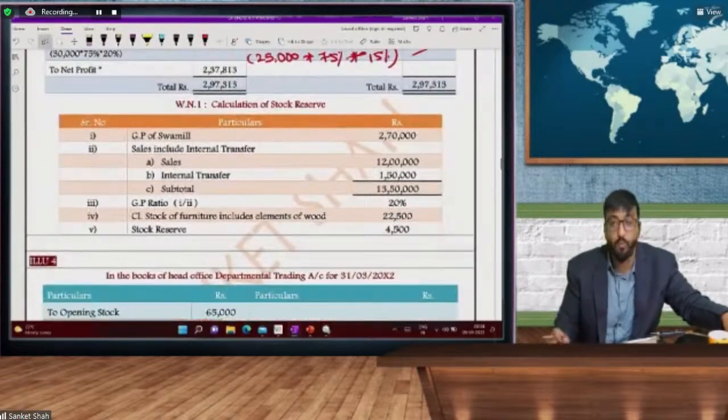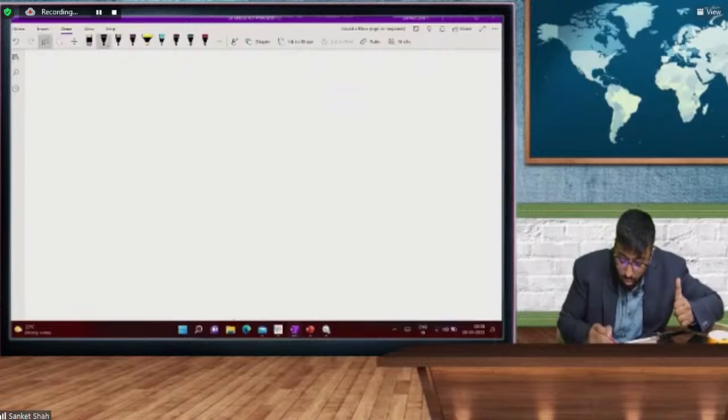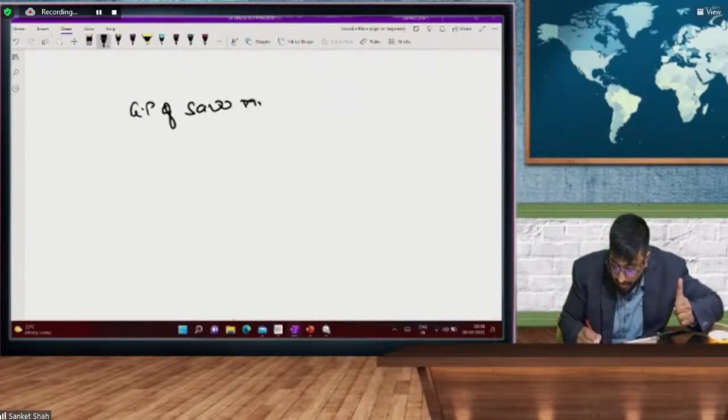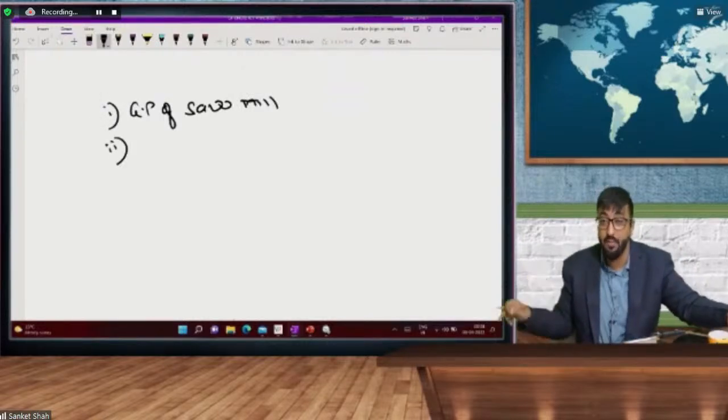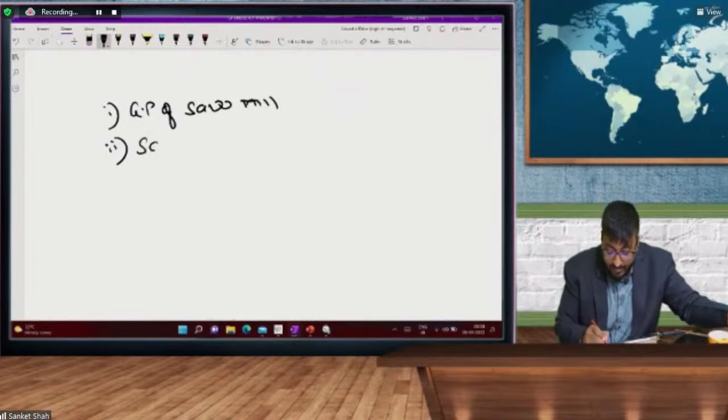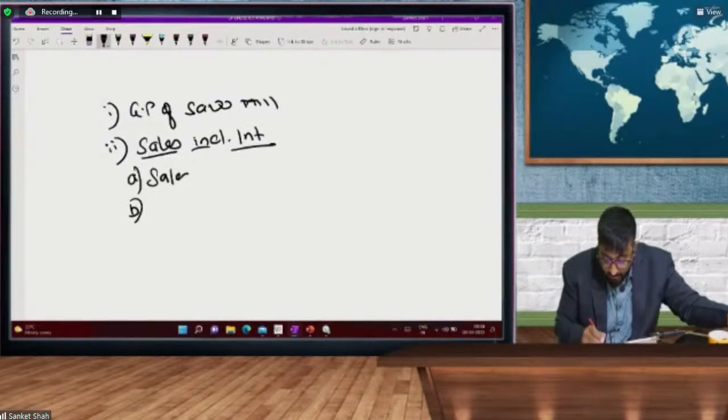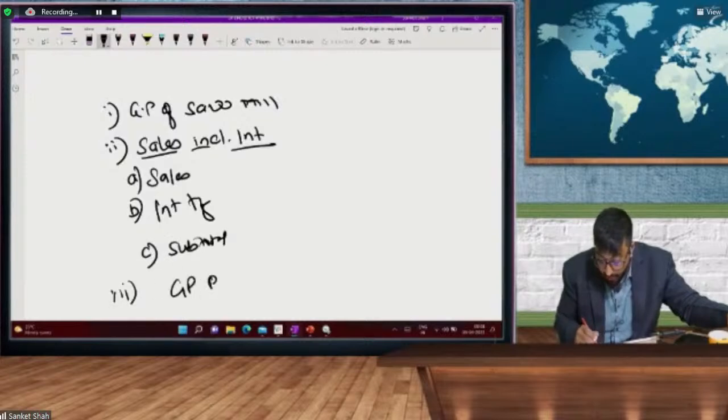Now what is the pro forma? Chalo, remember. Pro forma, whose GP? Sawmill. Pro forma beta. Now please write down the pro forma in the comment section. Every one of you, tell me in the comment section. Sales, including internal transfer. So everyone, A, sales, B, internal transfer, C, subtotal. Roman 3, what is Roman 3? GP ratio. 1 divided by Roman 2, C into 100.